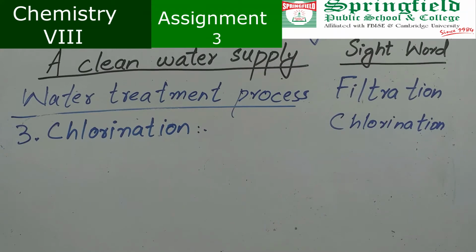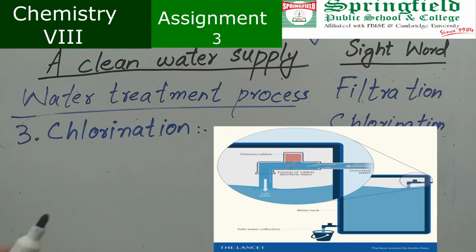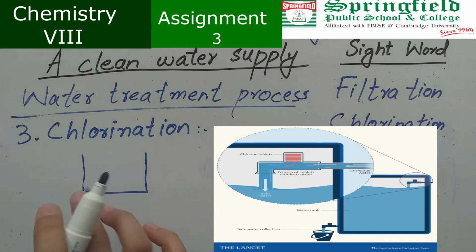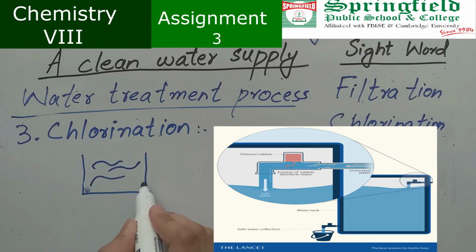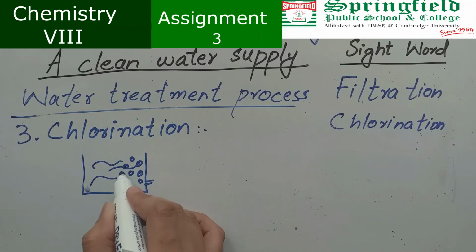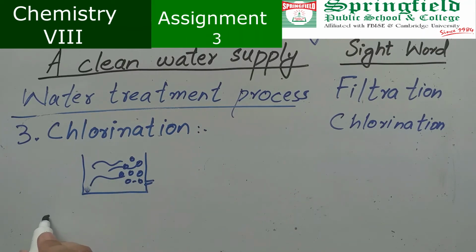The third stage in water treatment process is chlorination. So our next sight word is chlorination. What happens during this stage is that the filtered water is bubbled with chlorine gas. Why is chlorine gas bubbled? Because it is a disinfectant.